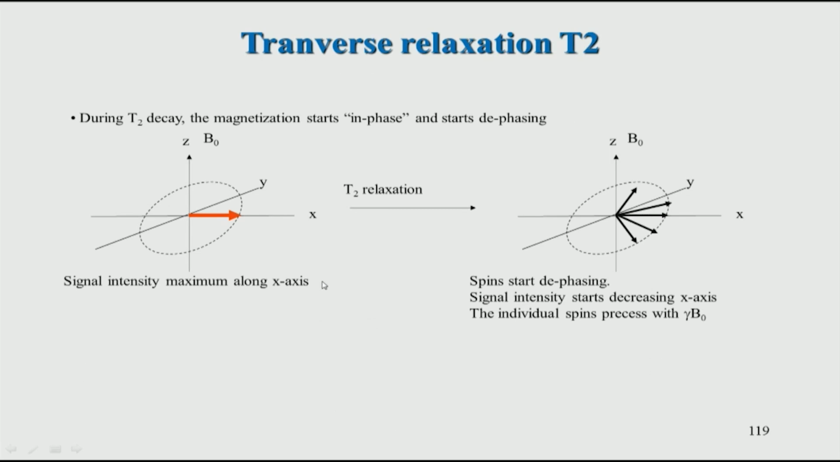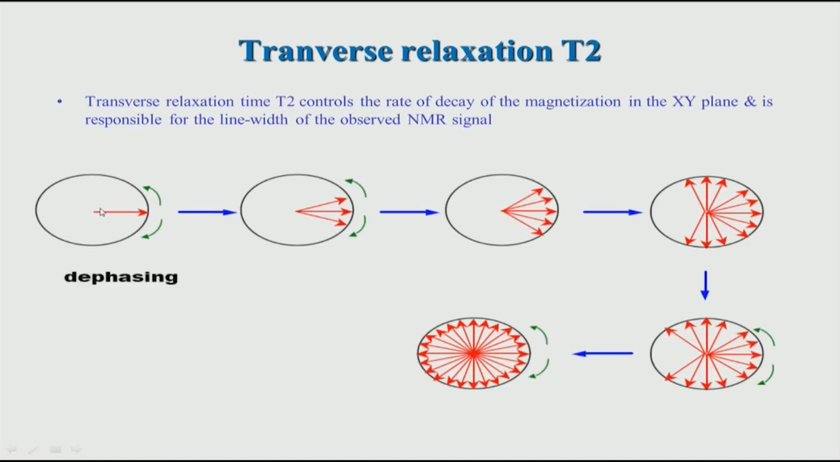We will see that in the next slide, what is shown here. You start from this position, which is the 90 degree, and it starts dephasing in the xy plane, and that is what we said is T2 relaxation. This is also shown in this picture. This is looking from the top view. This circle is in the xy plane, and z is coming out of the plane towards you. You can see the vector starts dephasing, and slowly after a long time they are completely dephased.